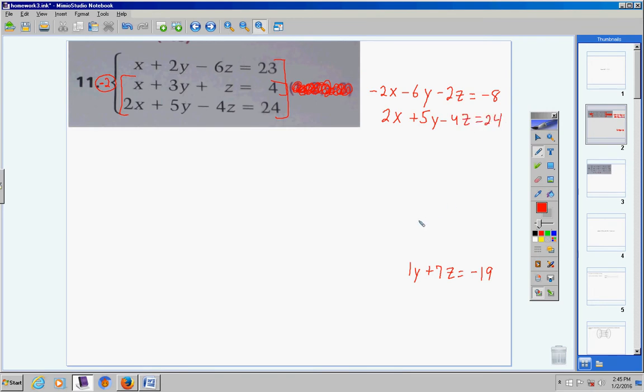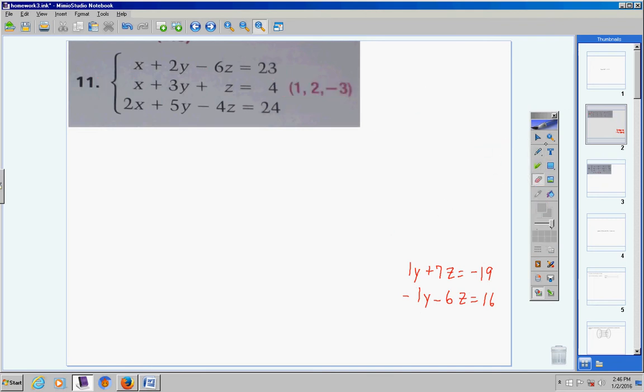And there we go. Okay, let's add these two together. These cancel. Negative 6, positive 5, that's a negative 1y. Negative 2, negative 4, that's negative 6. Negative 8 and 24, that's a positive 16. Alright, so we're going to take this equation and move it down here. Now, look what I have, Jonathan. Thankfully I have two equations with a y and a z. So now I can work with these two equations.